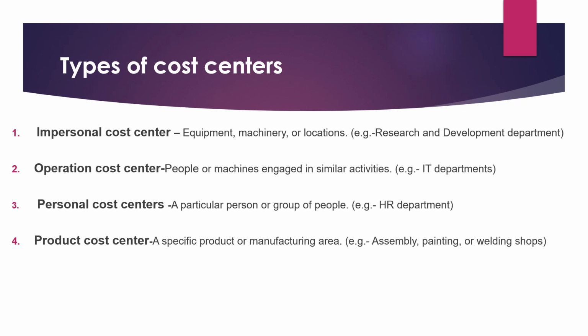Next one is the product cost center. Product cost center deals with specific product or manufacturing area, such as a publishing company may have a production department that is specially responsible for the actual printing of its books, newspaper or magazines. A manufacturer might have assembly, painting or welding shops that particularly designed for a particular product.